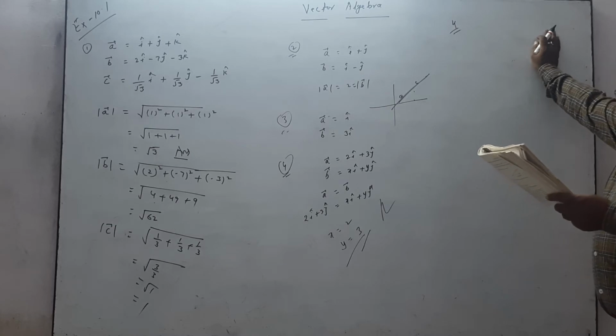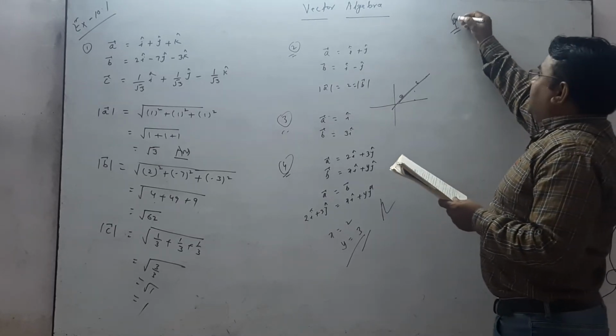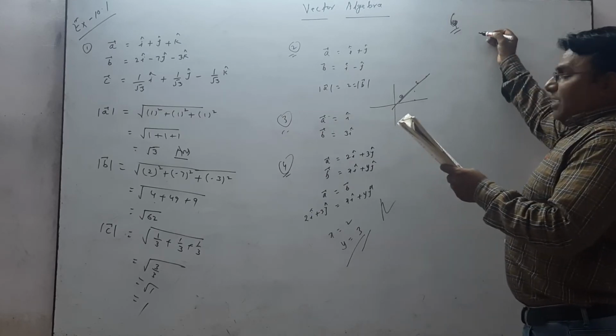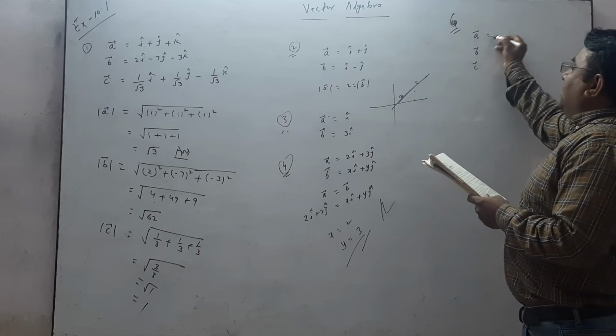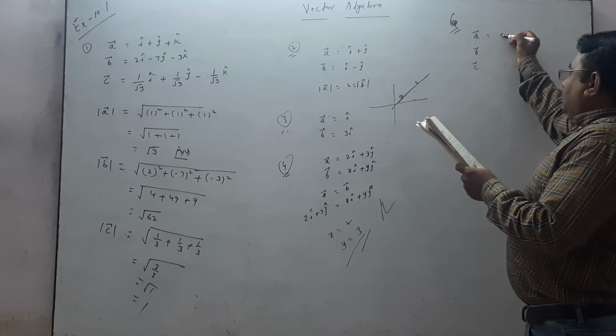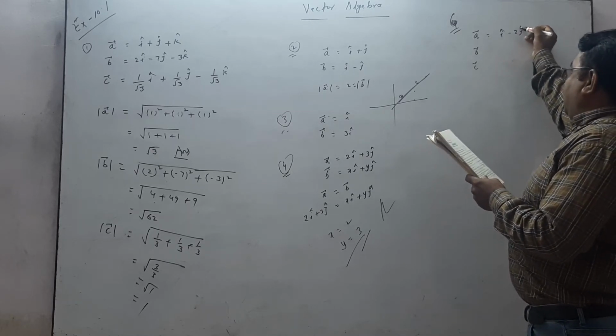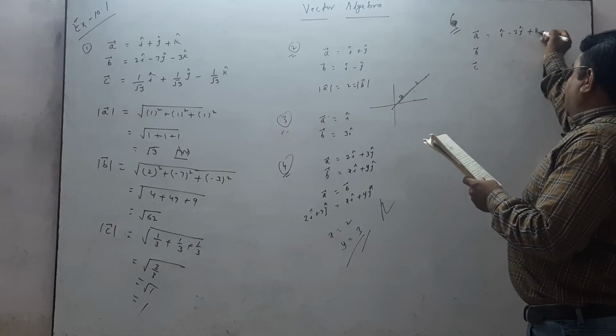Now question number 6. Find the sum of three vectors. Vector A is given, vector B is given, and vector C is given. Vector A: I cap minus 2j cap plus k cap.